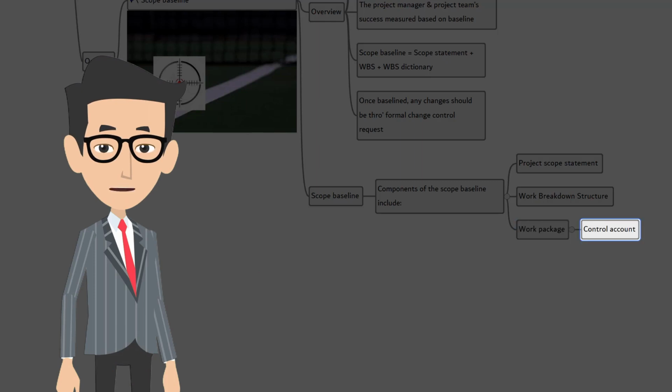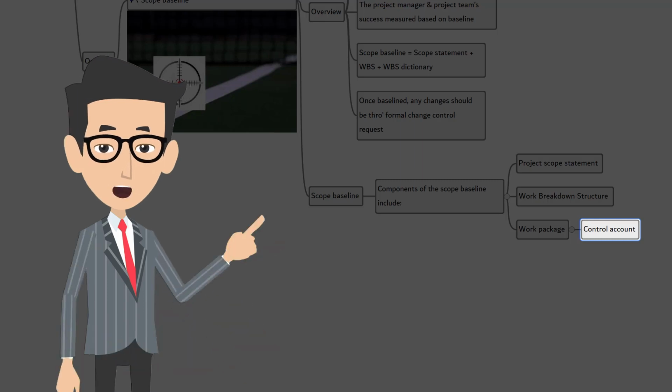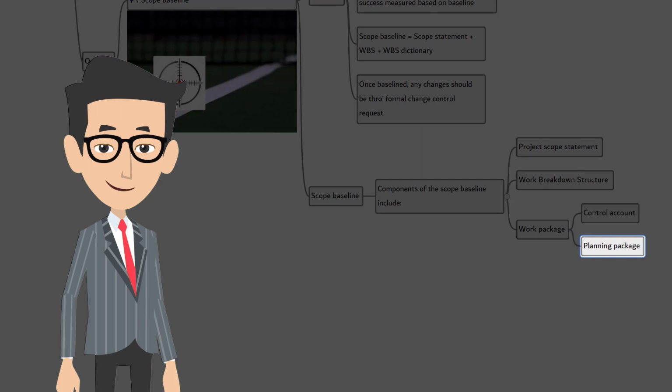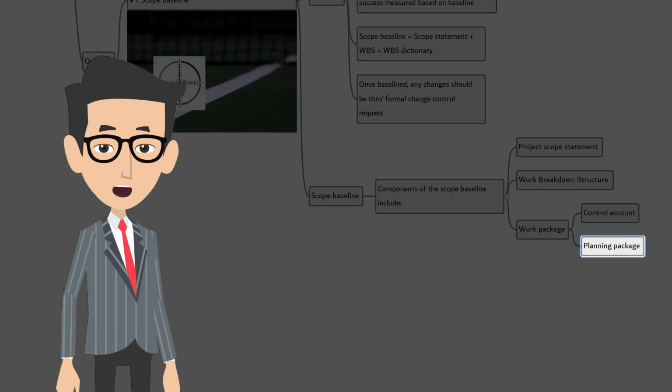Now, let's talk about control account. A control account is a management control point where the scope, budget, and schedule are integrated and compared to the earned value for performance measurement. We will have a detailed discussion about earned value in project cost management, so make a note of it. Planning package. A planning package is a work breakdown structure component below the control account and above the work package with known work content but without detailed schedule activities. A control account may include one or more planning packages. This is called planning account.